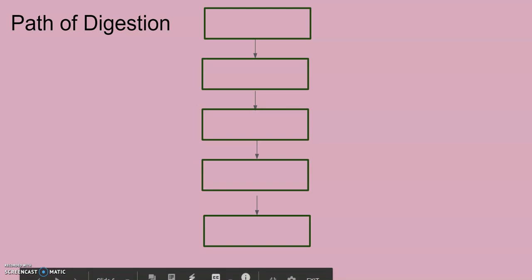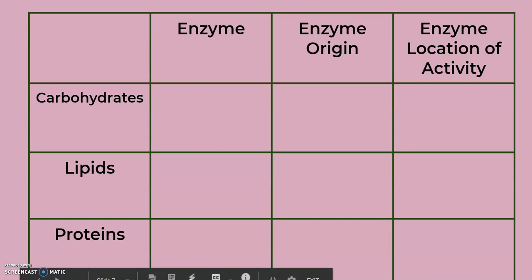Then I'm going to ask you to put the path of digestion in order. So what is the pathway of the food as it's going through your digestive tract? And then to complete a chart.